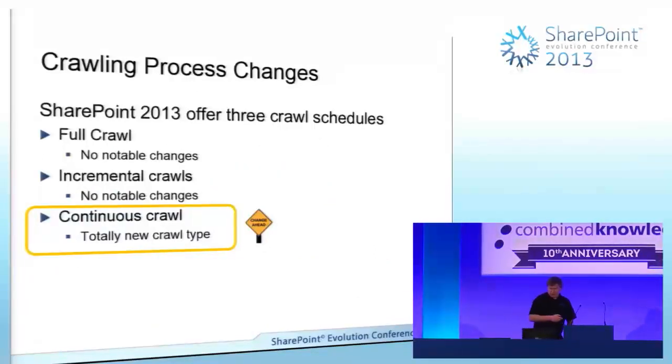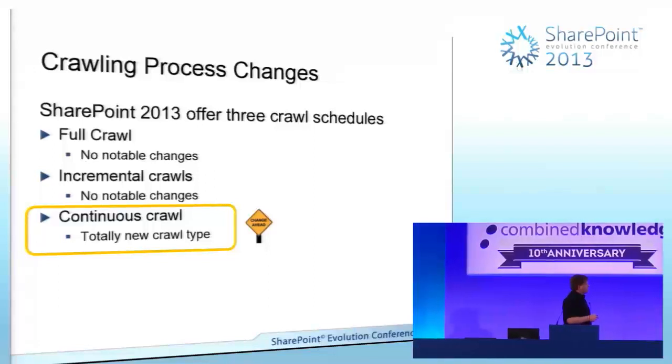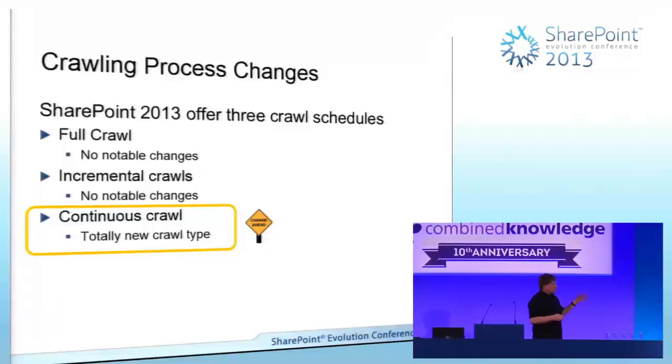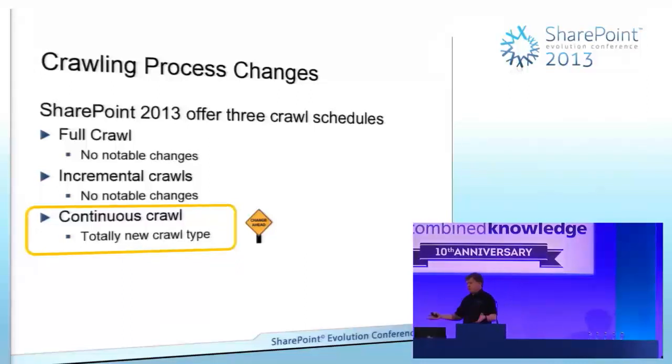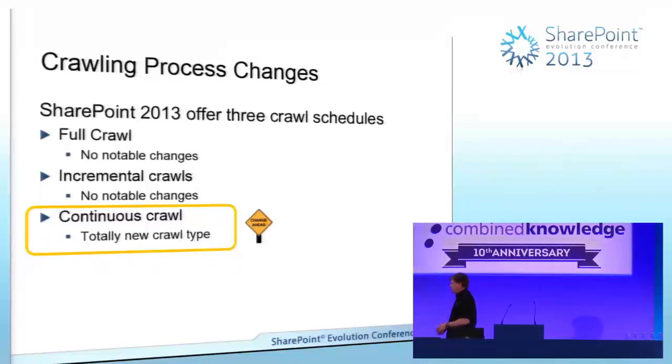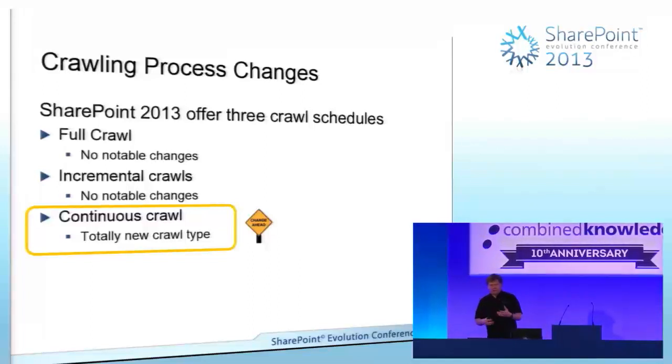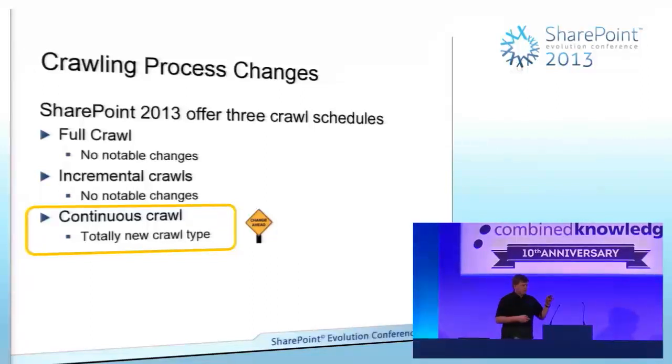In terms of the process changes with crawl, the key one I mentioned already was continuous crawl. There are no notable changes in full and incremental, so you'll be familiar with those processes. Full crawl crawls everything, incremental picks up changes. There are a few slight changes in error handling, but fundamentally no real changes in how those work. However, we have this new type called the continuous crawl, which is a bit of a misnomer because it isn't really a continuous crawl. It's a very fast, frequent, slight, almost an incremental.